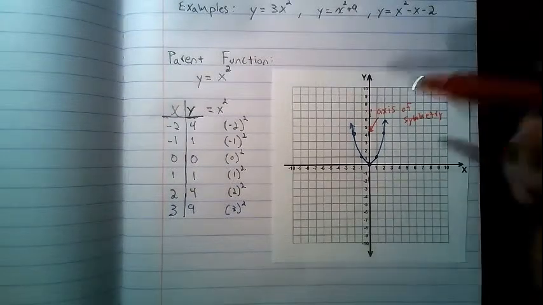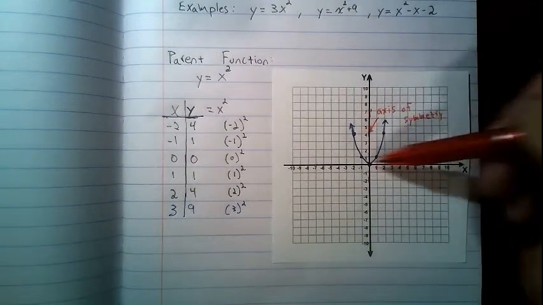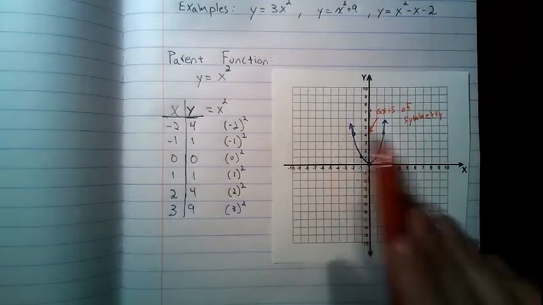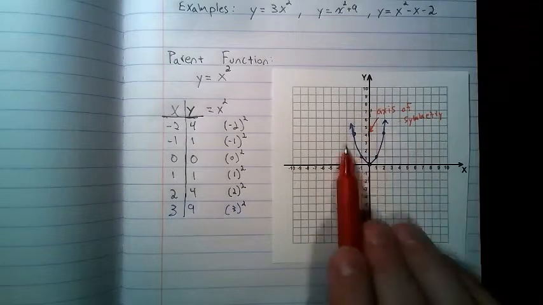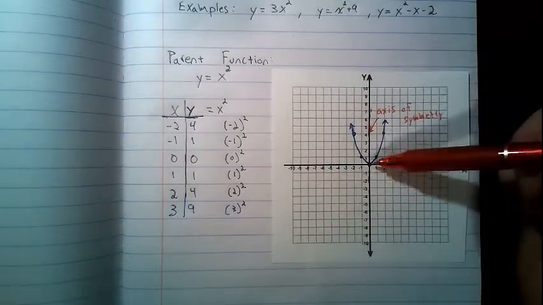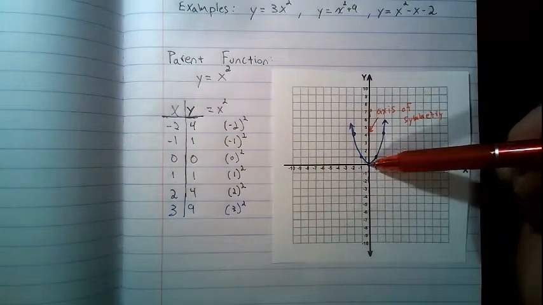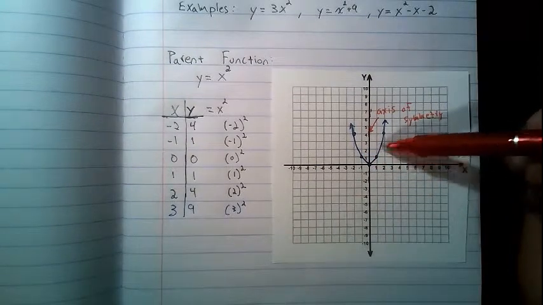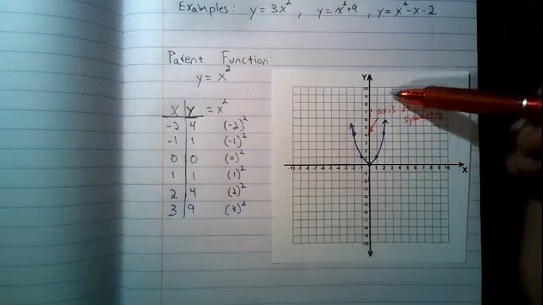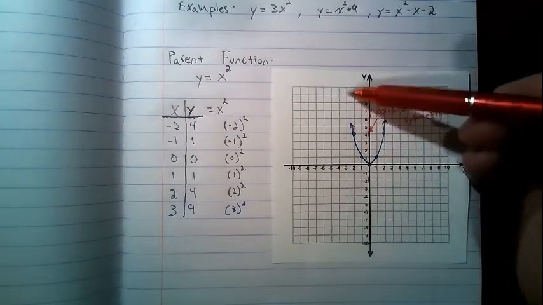Okay, because they're symmetrical across this line. It's almost like a reflection of itself across here. If I were to fold this, it would fold on top of itself. So if I go up one this way, it's going to be up one that way. If it's up to 4 here, it's up to 4 there. If it's up to 9 here, then it's going to be up to 9 there.